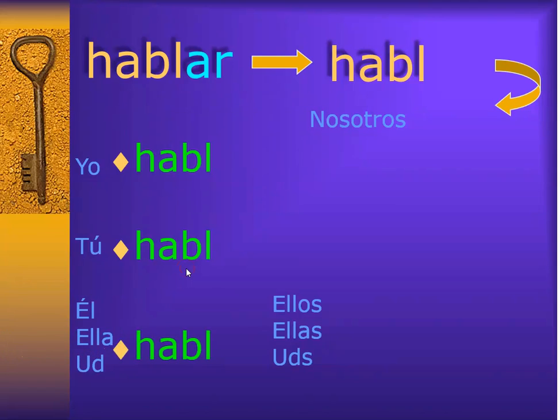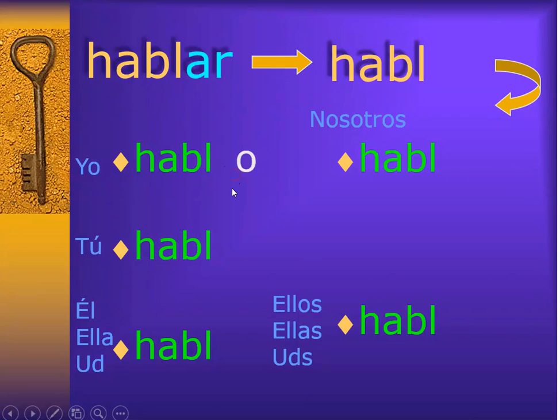Let's add just the stem. See? But finally, you have to put some endings here that will match your pronoun. For instance, for yo, the ending for yo, if it's an AR verb, is always O. So when you say I speak or I talk, you need to say yo hablo. Okay? So O will go only for yo.